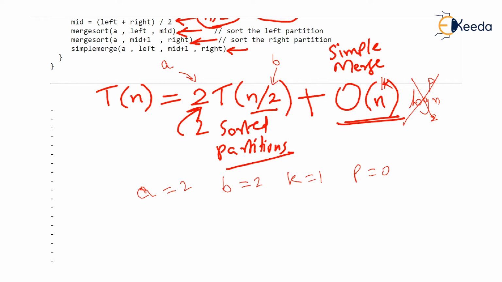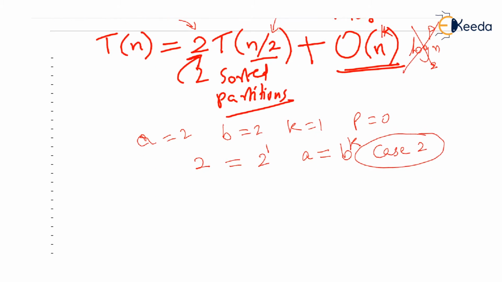Then we have a, which is 2, equal to b raised to k, 2 raised to 1. So we have a case where a is equal to b raised to k. This was case 2 in our Master's theorem. And recall that case 2 had a subcase. The subcase was talking about the value of p. The first subcase was if p is greater than -1. The second subcase was if p is equal to -1. And the third subcase was if p is less than -1. Three subcases within case 2.